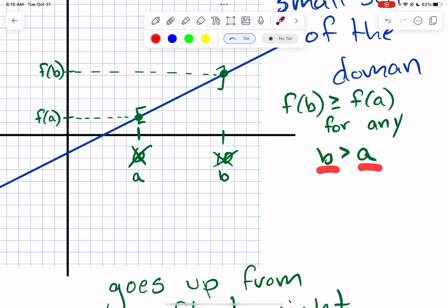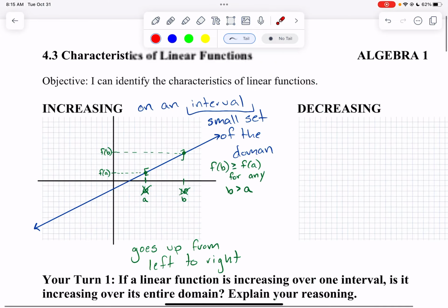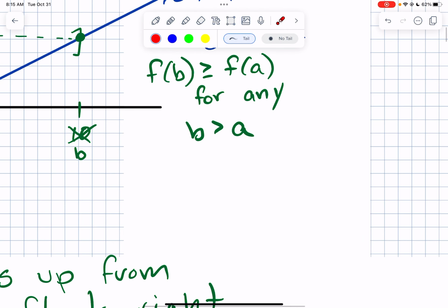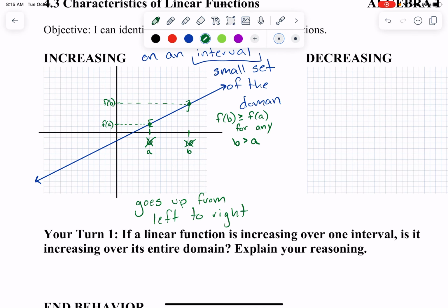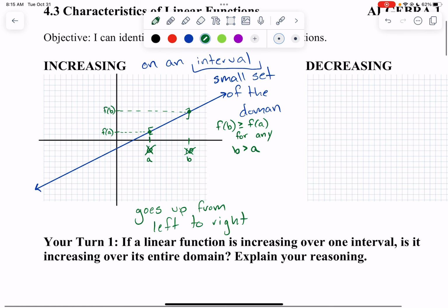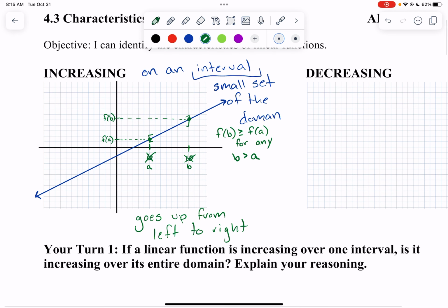Here my x's are getting bigger if B is bigger than A. So if my number here is bigger than this one, then the output has to be bigger than the output for the smaller number. That's all that means. So that's the mathematical way of describing increasing. The non-mathematical way that's easier to remember in your head is it goes up from left to right. In our linear functions, our increasing functions are going to have that positive slope, because we know positive slopes go up from left to right, so they're going to be increasing.